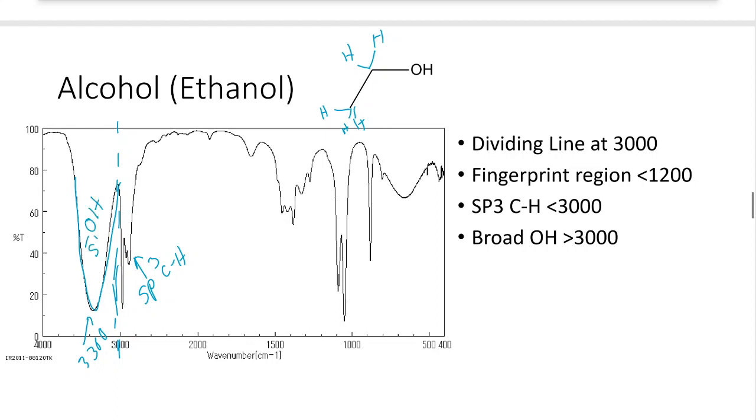This is called an OH stretch, and this is so broad because an alcohol functional group has hydrogen bonding, and this is going to broaden that peak because it increases the degrees of freedom available to that molecule. The only other thing that's really important in this molecule is that we have a fingerprint region just below about 1500.